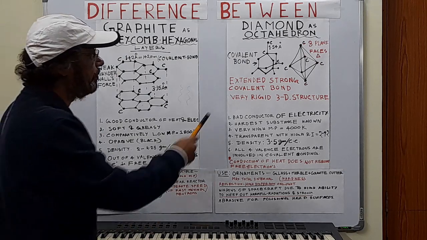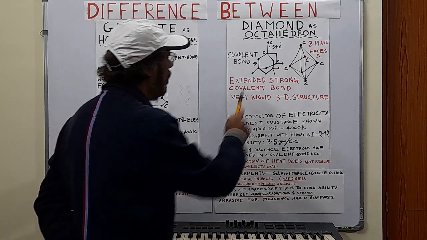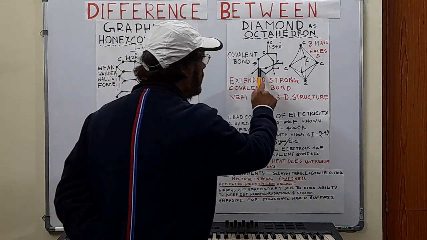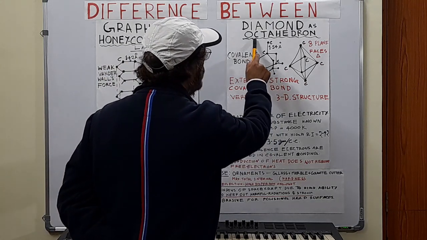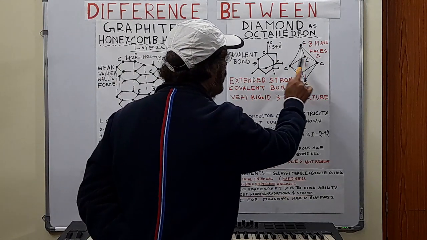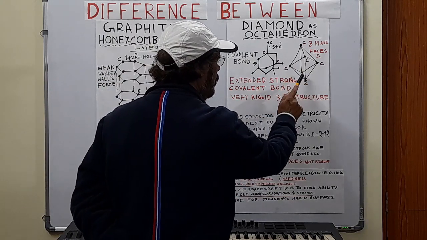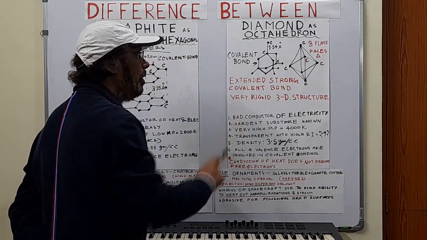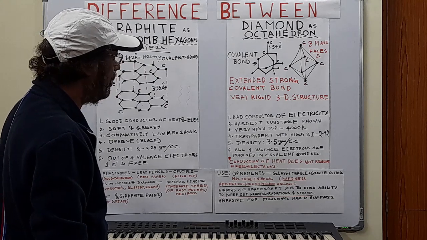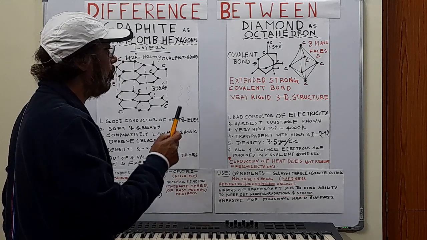In diamond, see that again the carbon atoms are bonded covalently, where the bond length is 1.54 angstrom. And in this case, the crystal form is in the octahedron shape. What is an octahedron? You see that 8 triangular plane faces are joined in such a way: 1, 2, backside 3, 4. 4 plus 4, 8 triangular plane faces joined to form a strong, very rigid 3D structure of diamond.